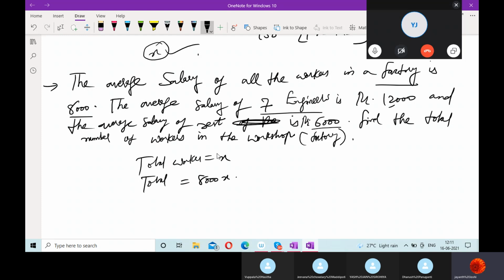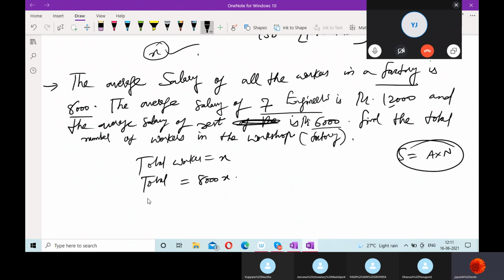So suppose there are 10 workers and each one is getting 8,000. So the total salary is 10 into 8,000, 80,000. Like that I need to multiply with X, the number of workers, because sum is equal to average into number. Total salary. The salary of 7 engineers is how much? 12,000, correct?